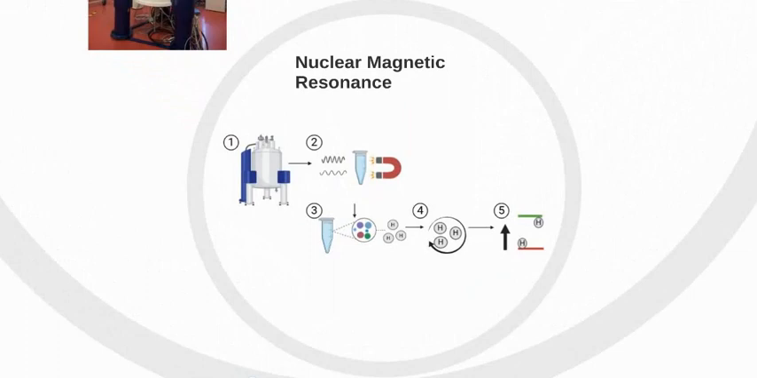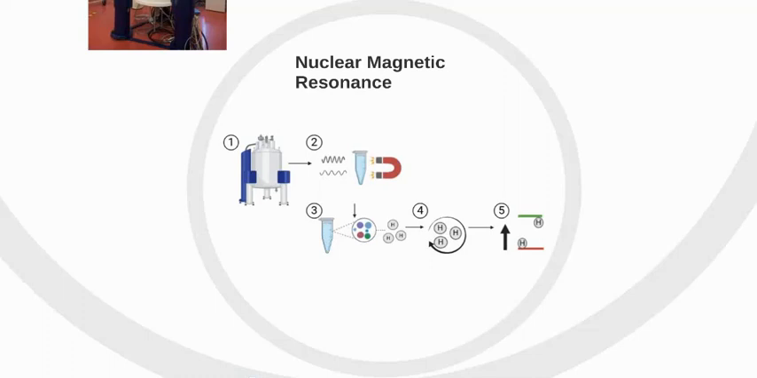Number 1. Samples are placed in an NMR spectrometer. Number 2. Samples are subjected to electromagnetic radiation and a magnetic field. Number 3. Hydrogen atom nuclei present in the chemical structure of metabolites within samples are affected by this. Number 4. Hydrogen starts to exhibit precessional motion at a specific frequency, called the Larmor frequency.